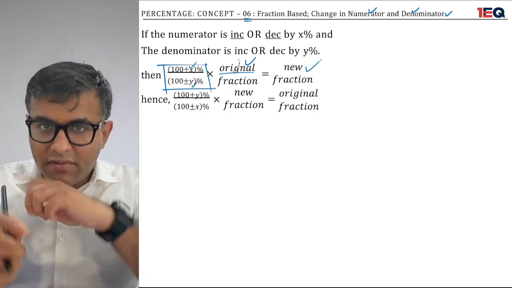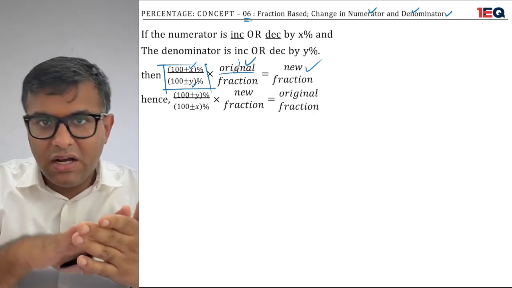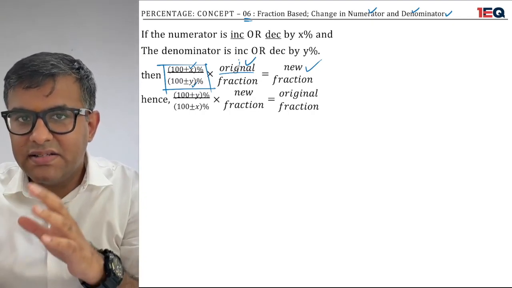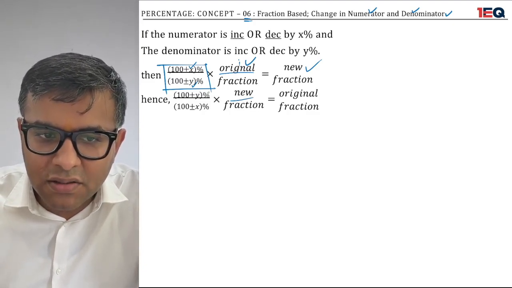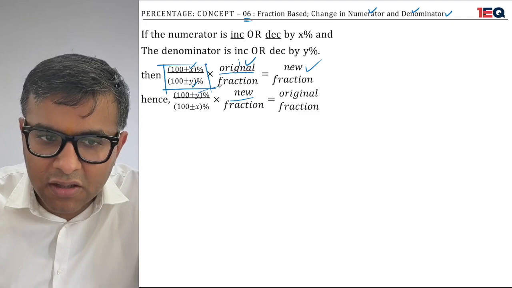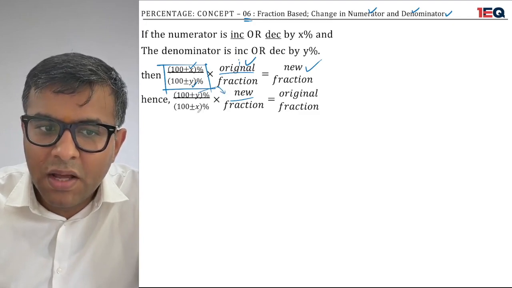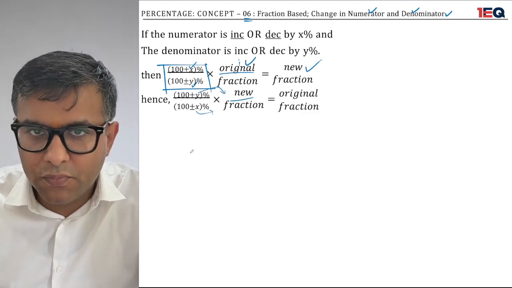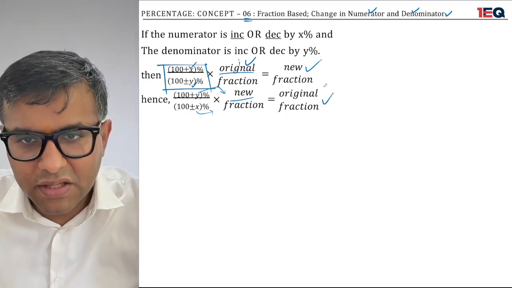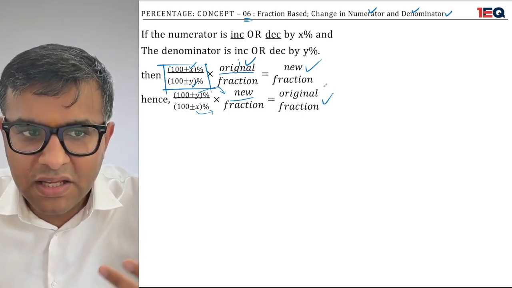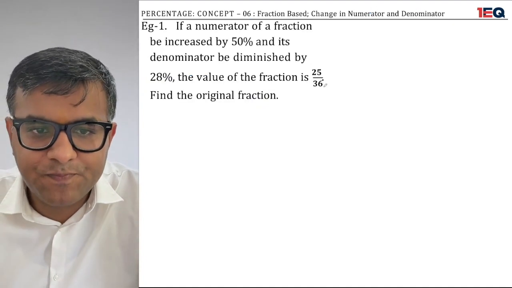But if I send it to the other side, from the left hand side to the right hand side, or vice versa, against the new fraction, then the denominator comes up and the numerator goes down. You'll be able to understand it better with the help of the examples, with the help of the other two questions which are coming up.